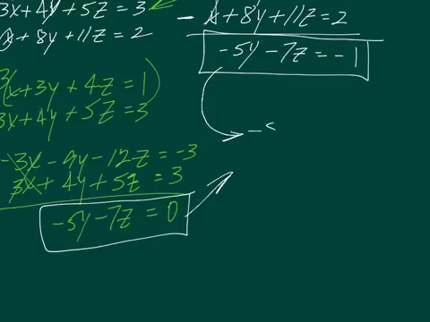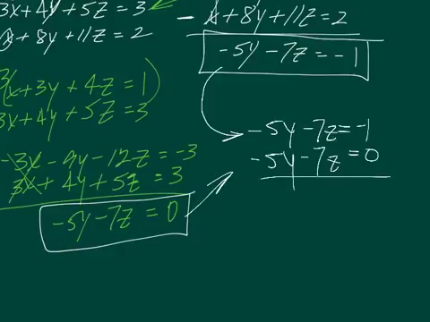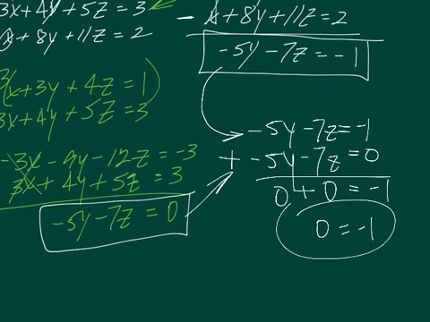So let's bring them both together over here and over here. So we get negative 5y minus 7z equals negative 1. Negative 5y minus 7z equals 0. Now if we add those together, we get 0 plus 0 equals negative 1. So we have 0 equals negative 1. Now one of the things, remember, that we figured out, that is when we bring our two equations together, if we get something that is untrue, then we have no solution.